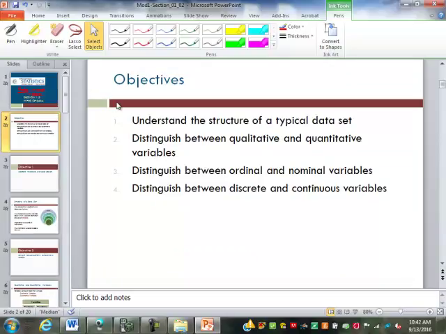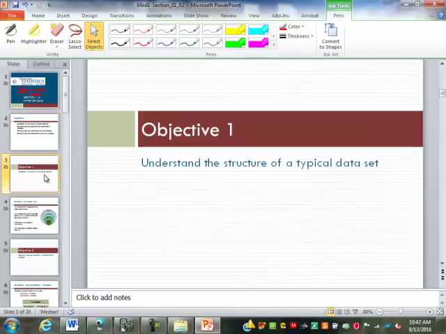So we need to understand the structure of a typical data set, distinguish between qualitative and quantitative, just the types of questions asked, and distinguish between different levels of measurement within each type. So ordinal, nominal, and discrete and continuous. So let's move on from there.